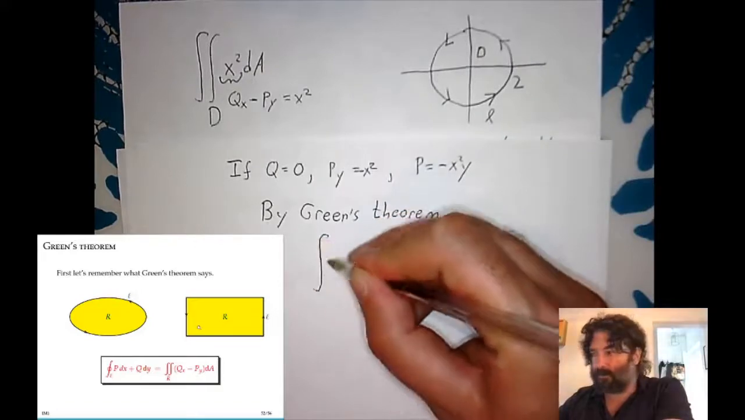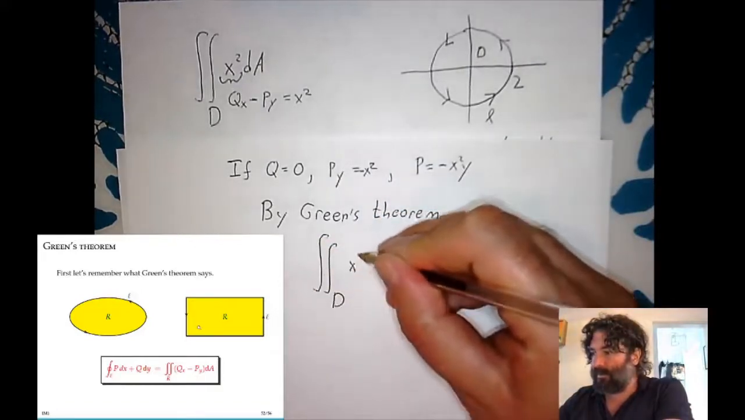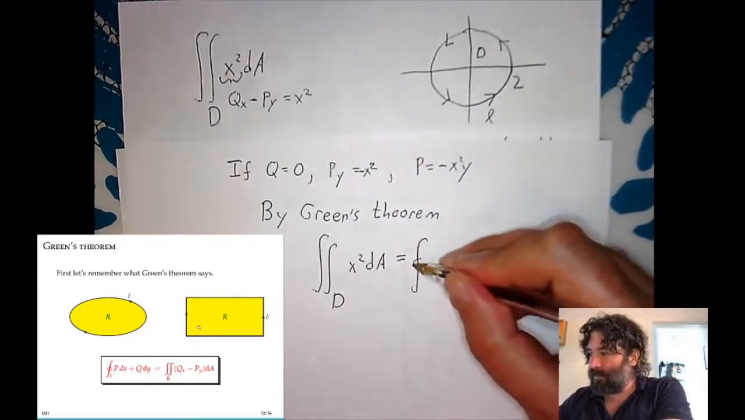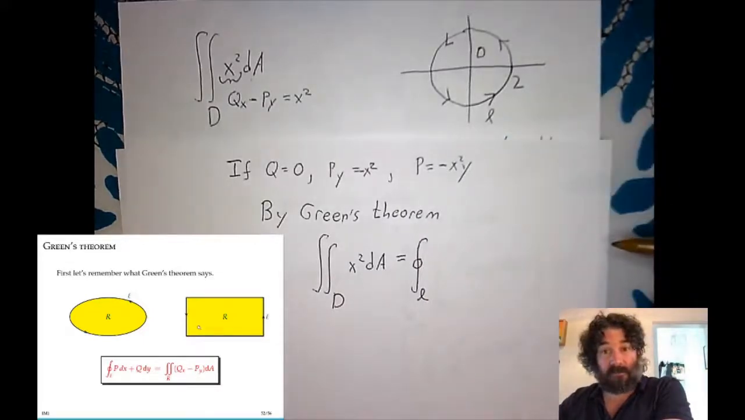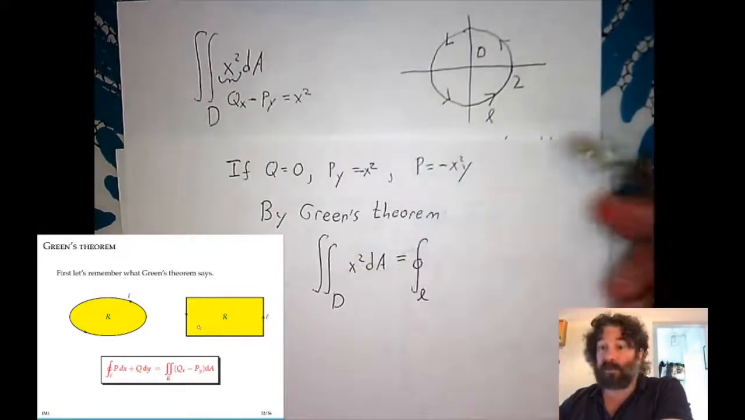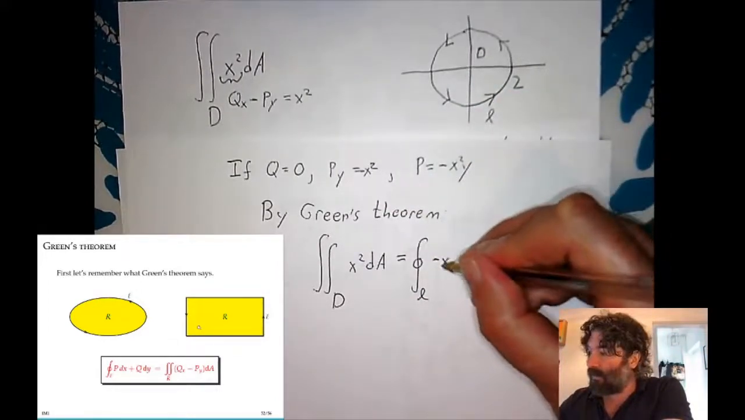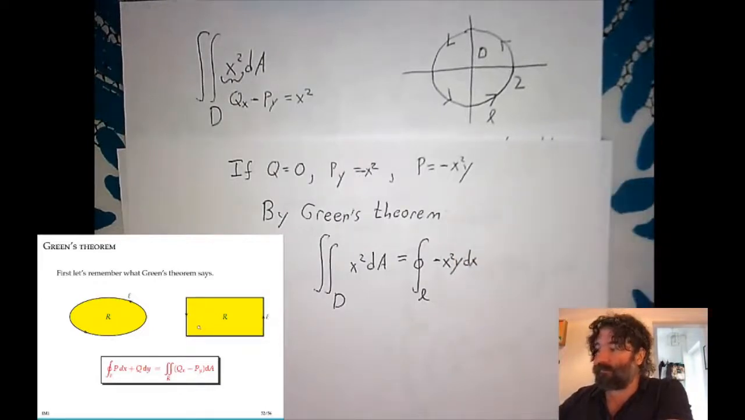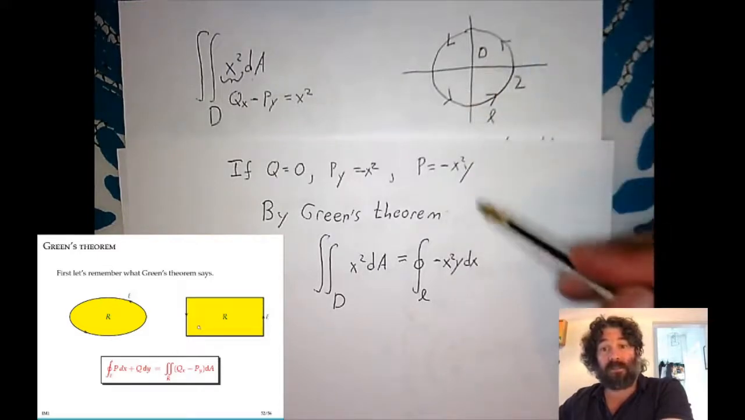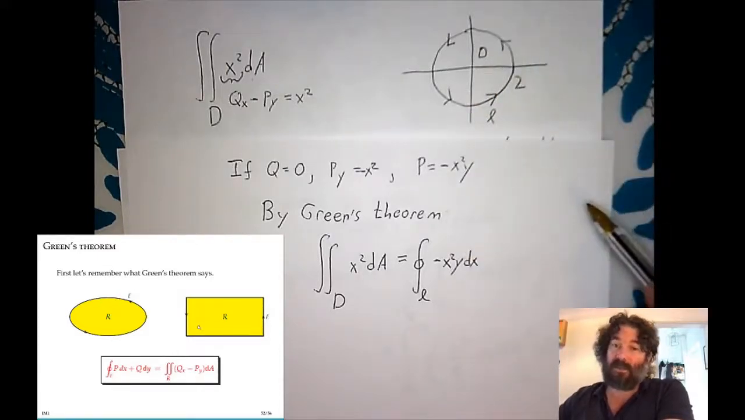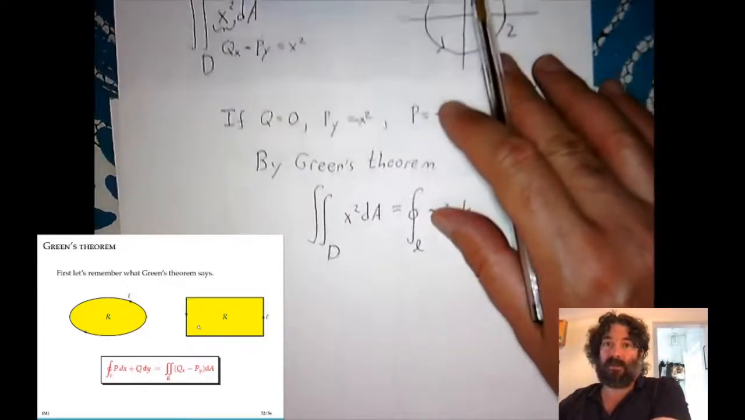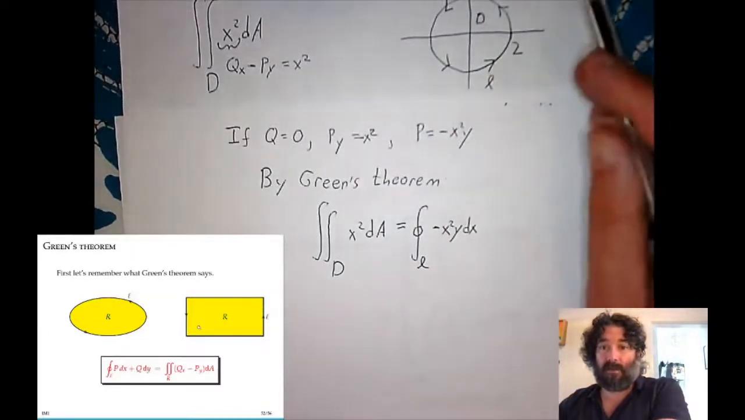So by Green's theorem, this double integral over D of x squared dA is equal to the line integral around the boundary of D in the anti-clockwise direction of p dx plus q dy, but q is 0. So negative x squared y dx. And so we'll calculate this line integral, the line integral around the boundary of the disk of radius 2 of negative x squared y dx, and that will give us the double integral.